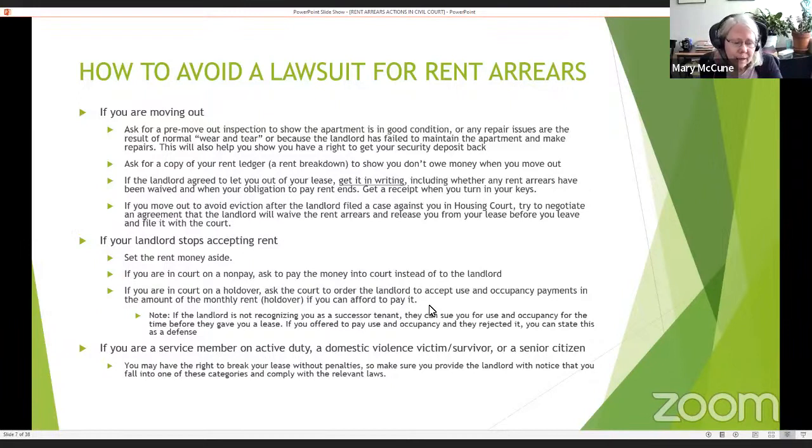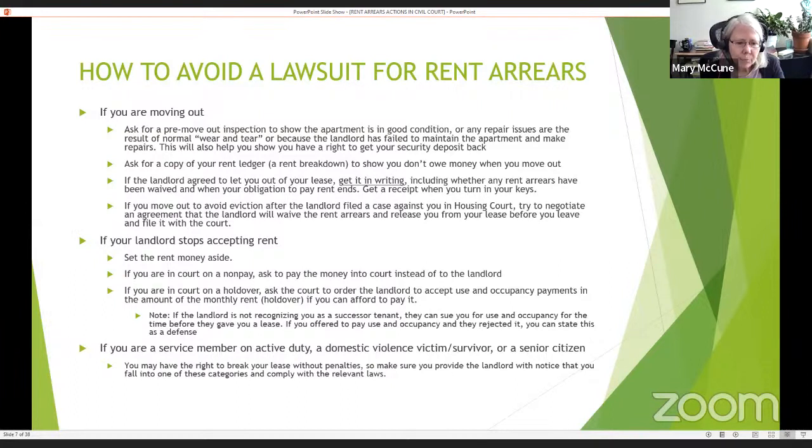If you can afford to pay it, try to keep paying it. I know some people want to hold that back in case they have to move. But if you're going to be sued later for like $10,000, that's not going to be helpful. It's better to try to resolve it when you can, if you can. Sometimes you just don't have the money to pay.